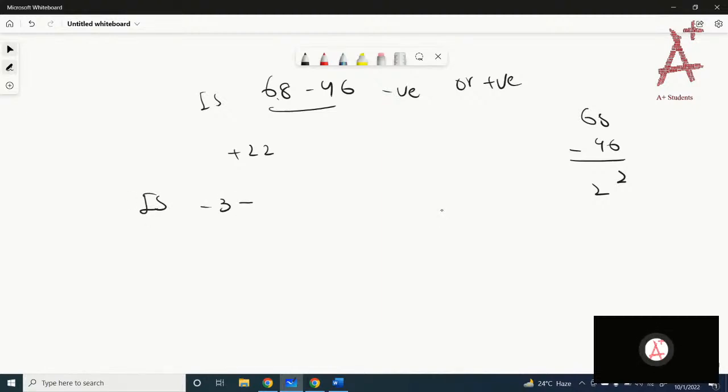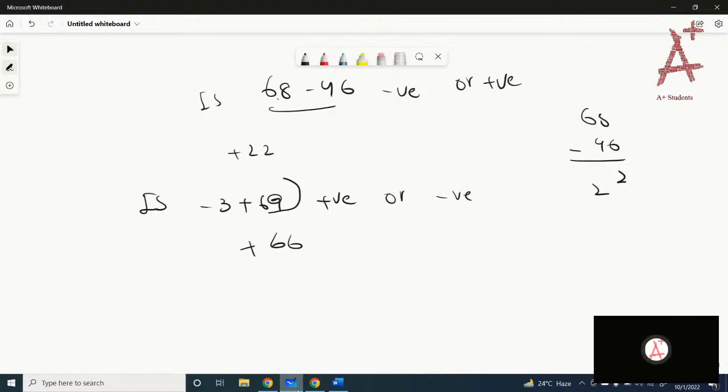Okay, the next one is negative 3 plus 69, positive or negative? So you are subtracting two numbers with different signs. So you have to look for the number that is greater in magnitude. So 69 is greater. That means the answer must be positive. So 69 subtract 3 is positive 66. Got it?